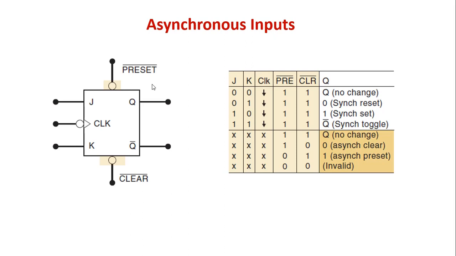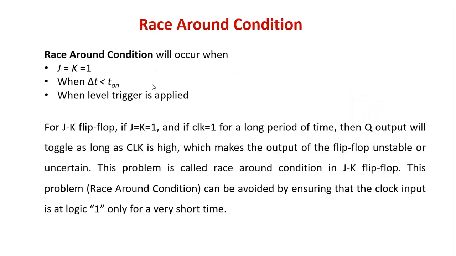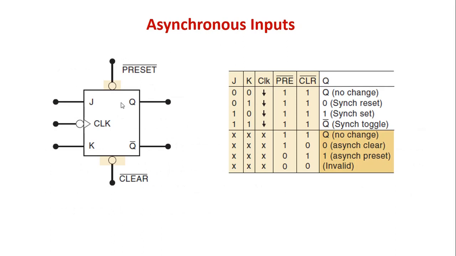Suppose this preset is equal to 0, that is, it is active low. So when this preset is 0, it is enabled and your flip flop will set. Similarly, when clear is 0, it is active low, so the flip flop will be reset, independent of the values of J and K and the clock. Therefore we call these asynchronous or override inputs, meaning they are independent of the clock, not synchronized with the clock.